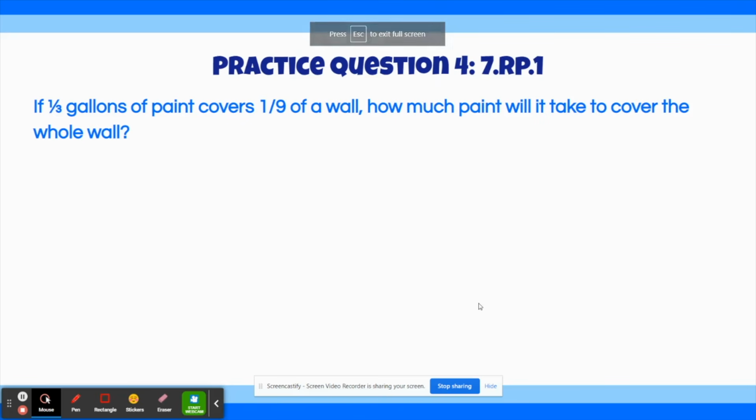Alright, so on to question number 4. This one says, if 1 over 3 gallons of paint covers 1 over 9 of a wall, how much paint will it take to cover the whole wall? So now you can pause the video and try to solve the question by yourself. Once you're ready to see the solution, you can play the video.